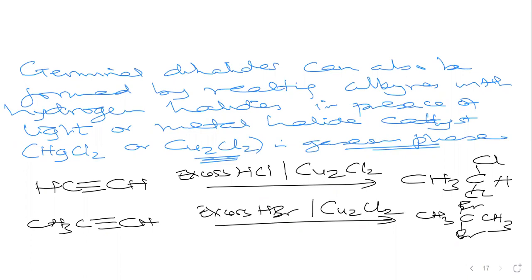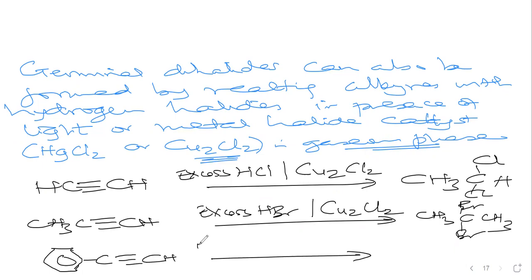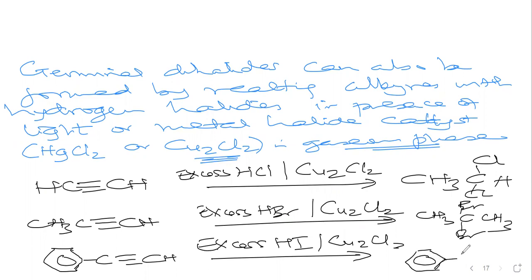I can convert phenylethyne to a geminal dihalide. In that case, I may choose to use excess hydrogen iodide in the presence of copper(I) chloride. The geminal dihalide I may get in this case is this dihalide here, which has iodine atoms at that carbon atom, and then a CH3.